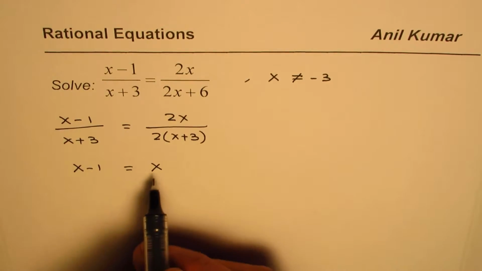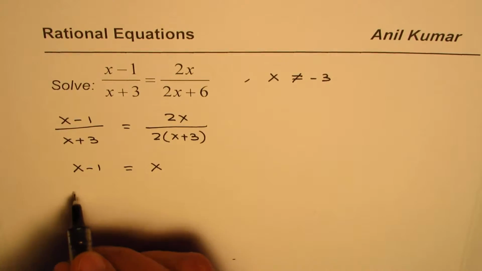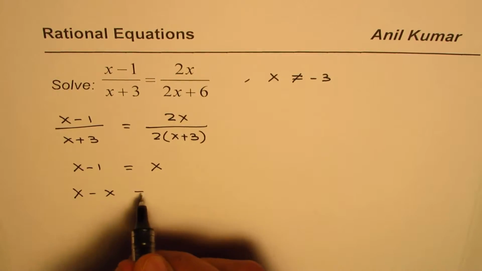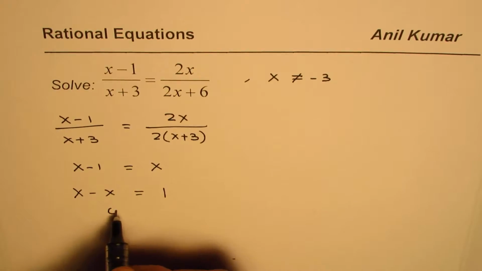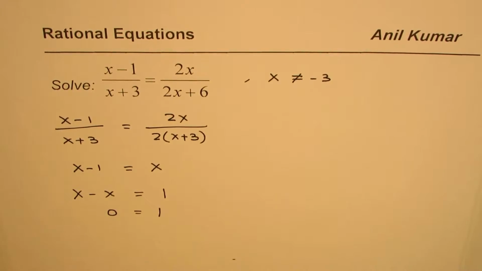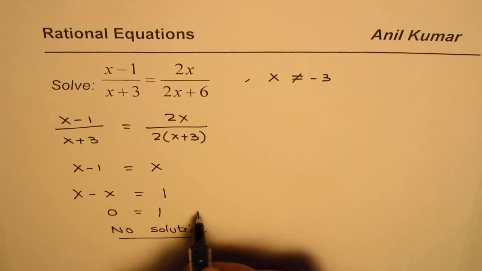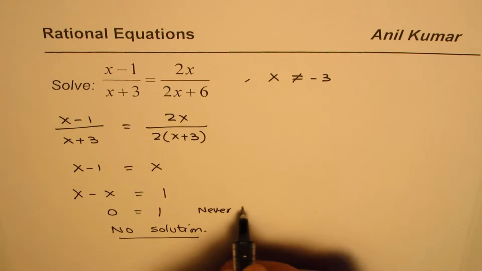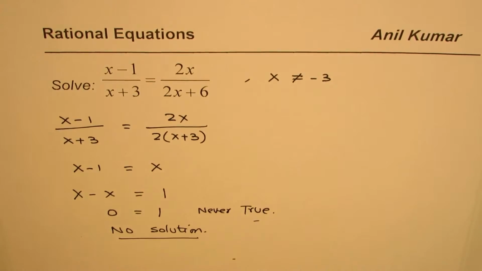Now if you simplify this, bringing x to the right side, we get x - x equals 1, or 0 equals 1. Now as you know, 0 is never equal to 1, right? And therefore we have no solution. This is never true, and therefore, we have no solution. So that is how you should be solving such equations.